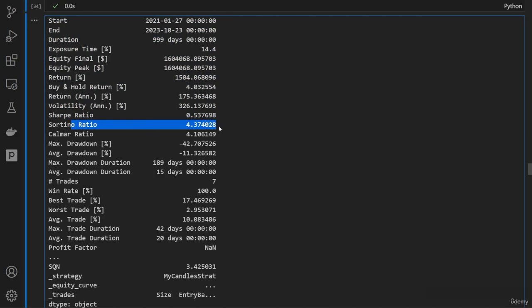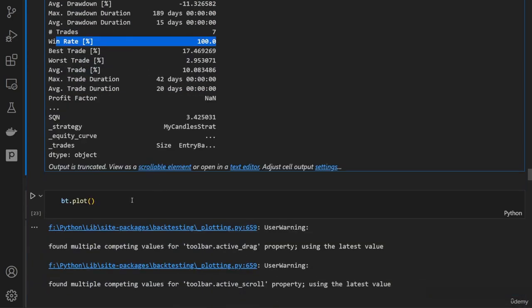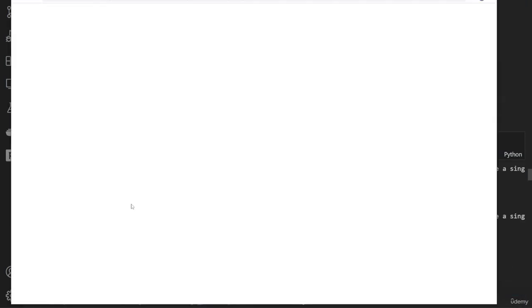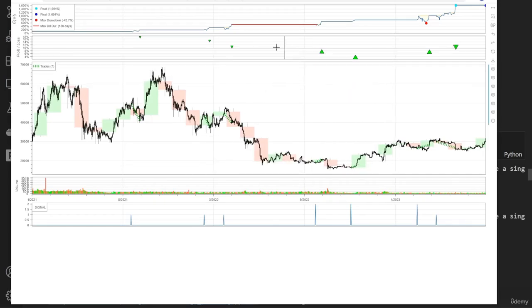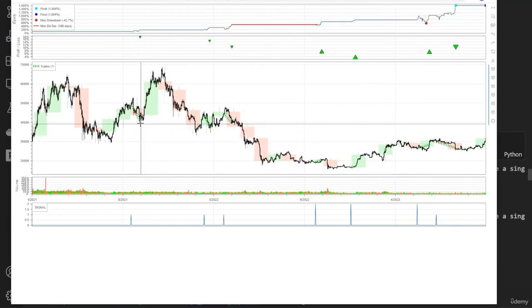Sortino ratio is still 4.337. The Calmar ratio is 4.1. And we have a drawdown of minus 40%, 42%. That's huge. We're still around 100% of win rate. We have 7 trades and so on. I could plot this, show you the shape of the equity, and we can see that it's constantly increasing. We don't have a lot of drawdowns because we're exiting the market actually now in a better way.